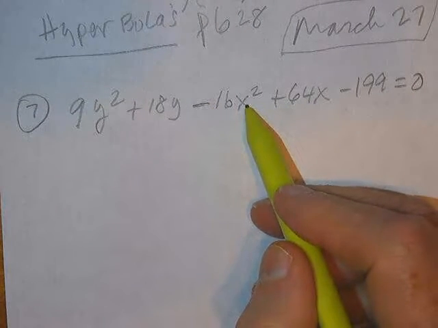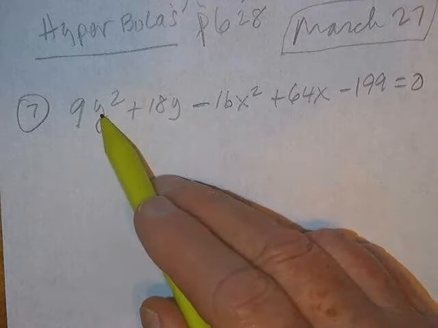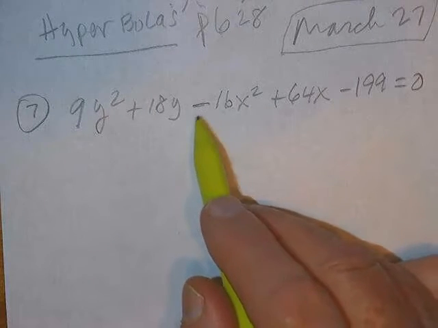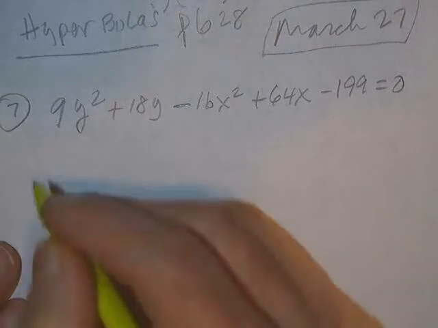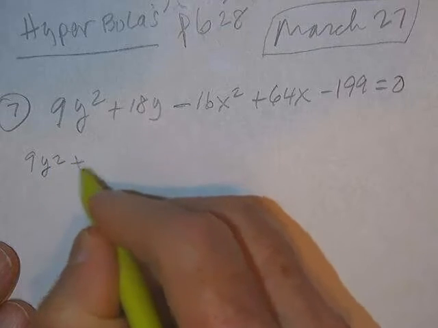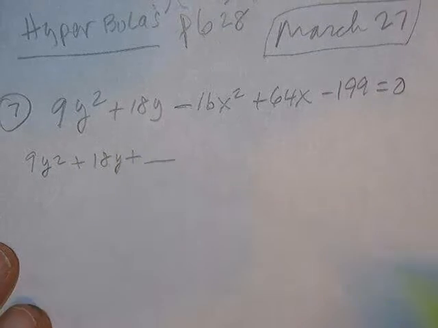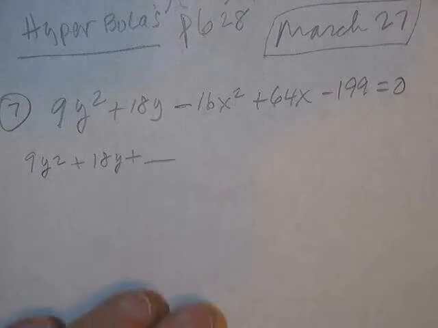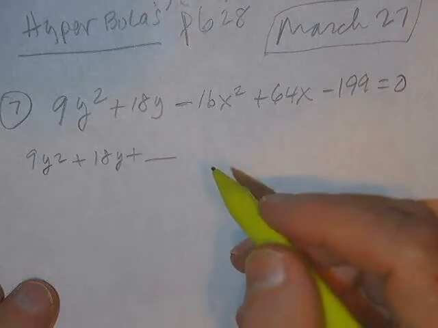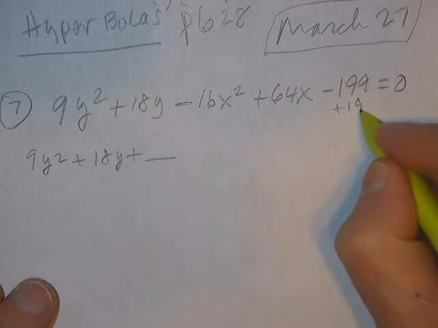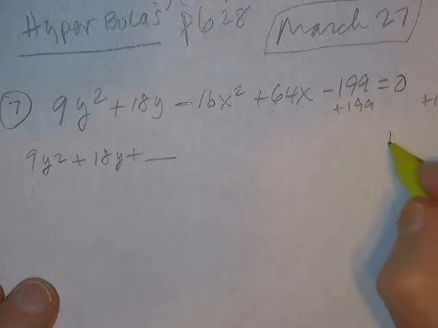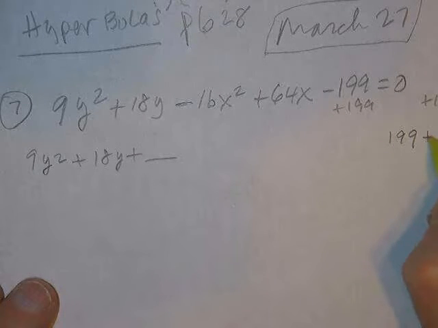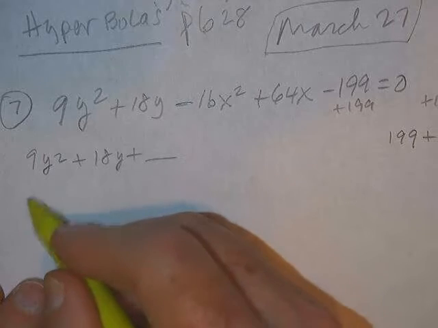Notice I have two terms that are squared, x squared and y squared, but one of them is negative. And when that happens, you get this kind of routine, which we're not going to graph. But we do need to complete the square on both. We're going to want to complete the square on both variables. Okay, so let's add 199. And then over here, you're going to get 199 plus a blank. So let's do this one.